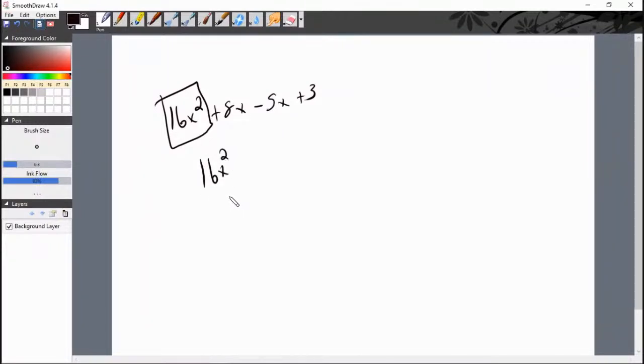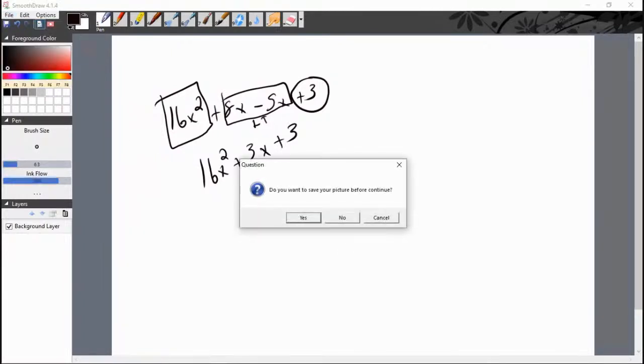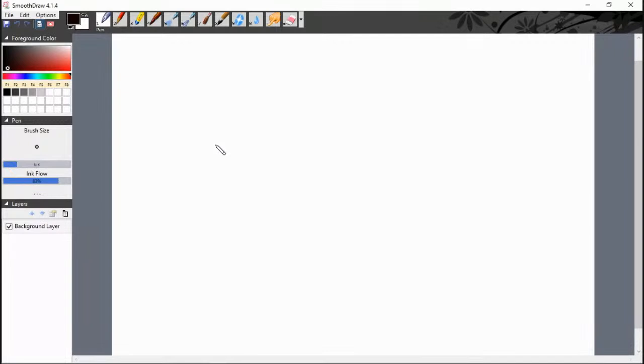Right? But we do have an 8x minus 5x, right? These are like terms. So 8x minus 5x is going to give us 3x. And then since the 3 has no variable or exponent, it's just going to get brought down. So the answer is 16x to the second power plus 3x plus 3. If you don't understand what just happened, you got to let me know, because once you get it, it's going to be real easy for you.